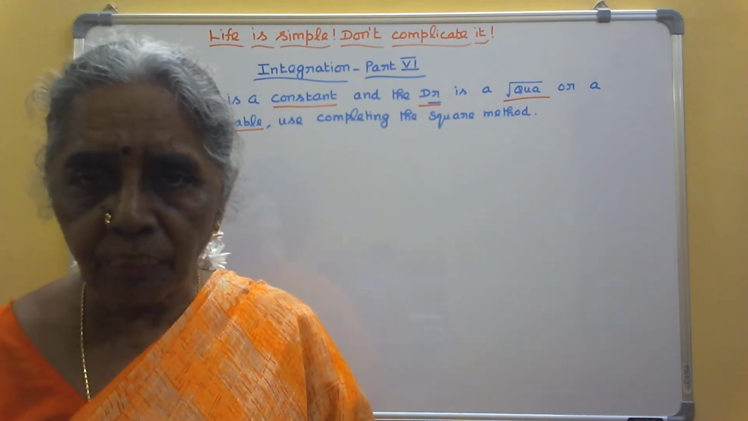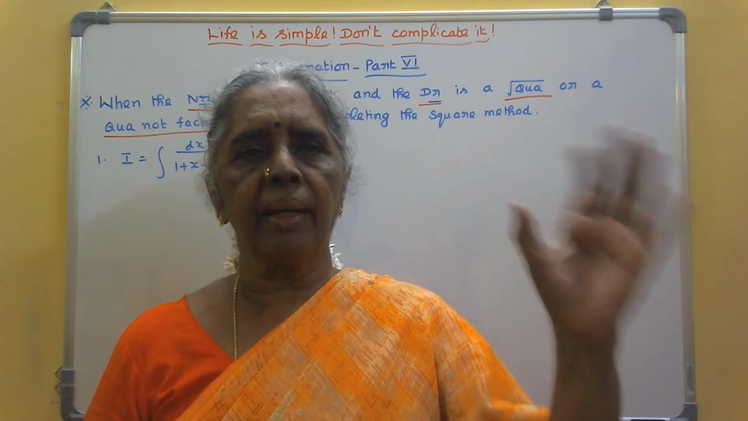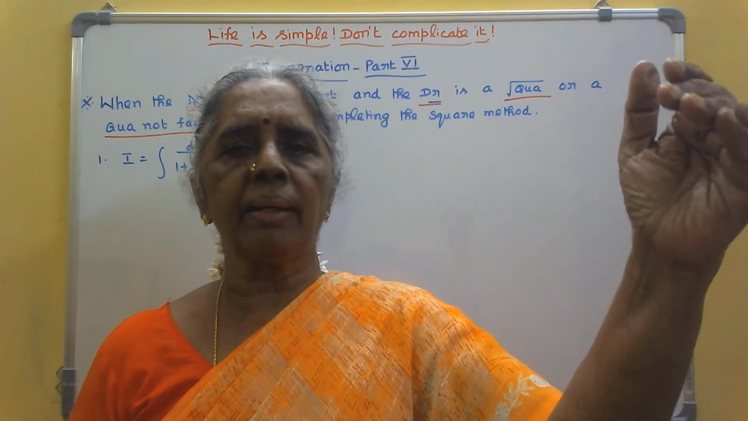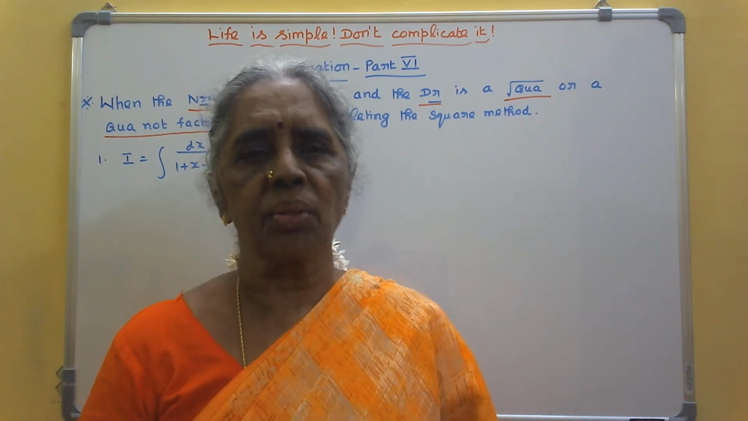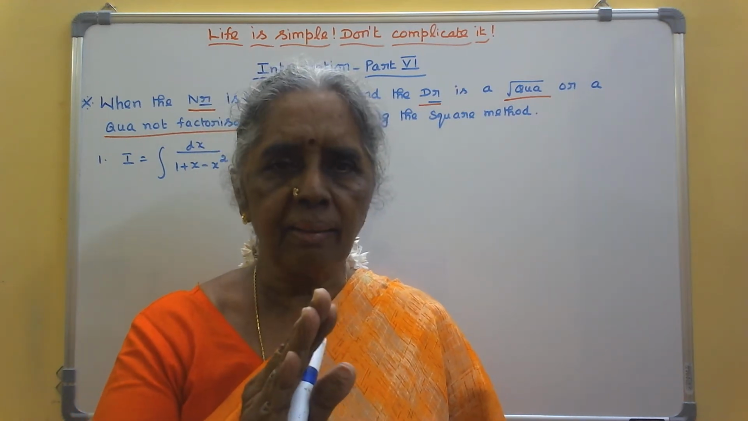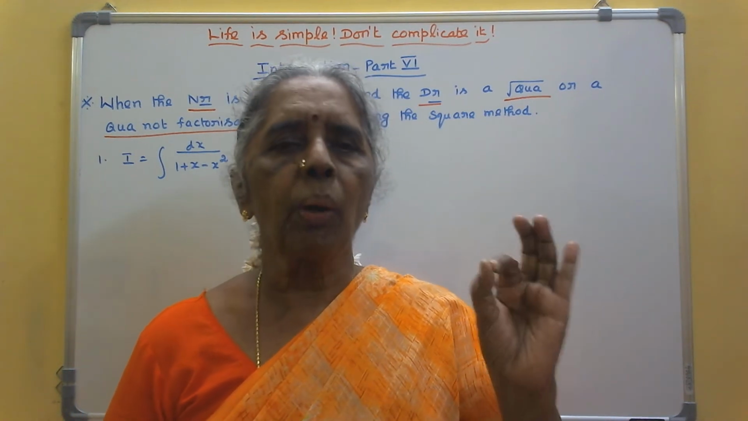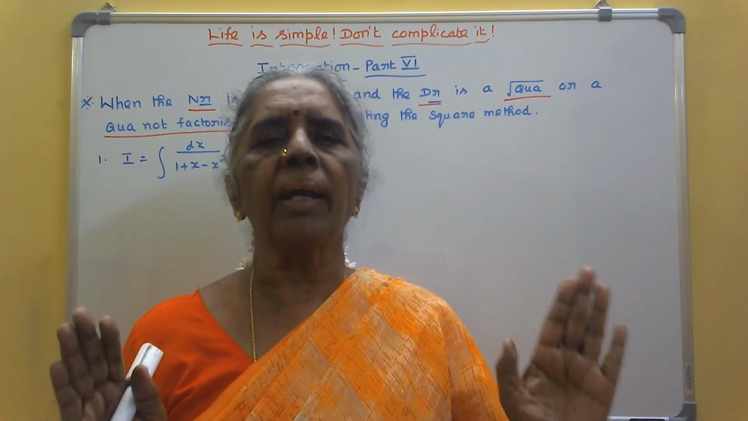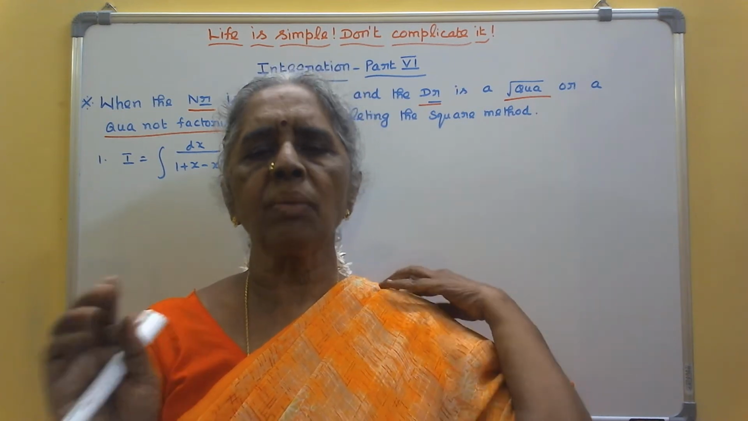Are you clear? So when will you use completing the square method? The integrand should have a numerator as well as a denominator. The numerator should be a constant. The denominator can be a root quadratic or a quadratic not factorizable. Then you have to use completing the square method.